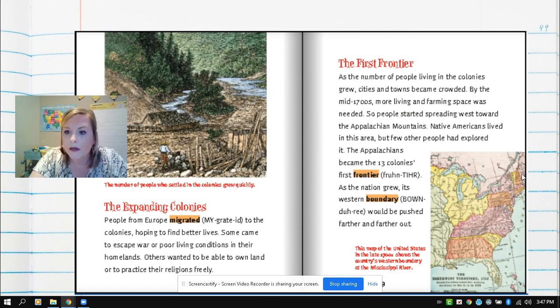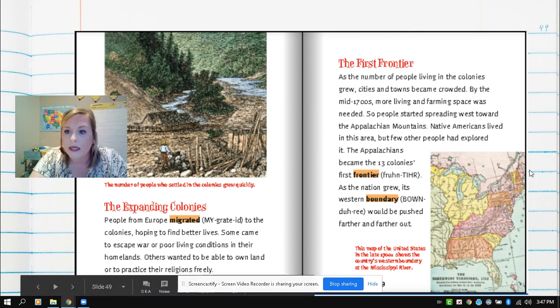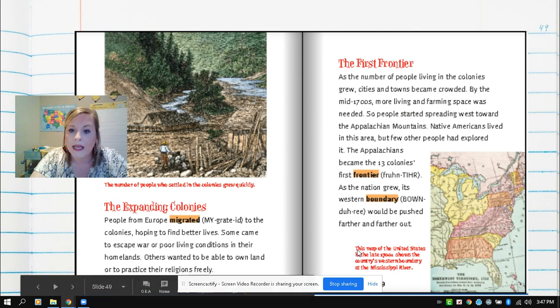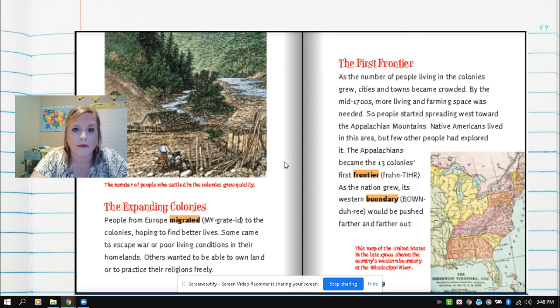And you can see on this map here, this is the 13 colonies that they're talking about and where we all began settling in the United States. Now, they're exactly right. The Native Americans were here first, and so truly we began taking land from them as we began moving west. Our caption over here is the number of people who settled in the colonies grew quickly. And we saw that from the stats, just the millions of people that grew in just a short amount of time. This map of the United States in the late 1700s shows the country's western boundary at the Mississippi River. So right in there.